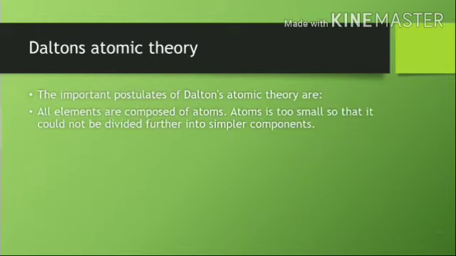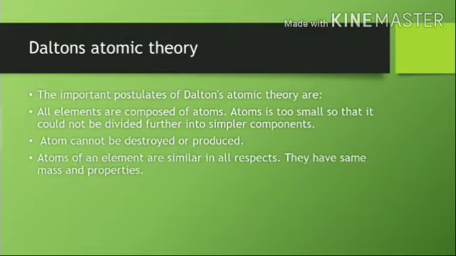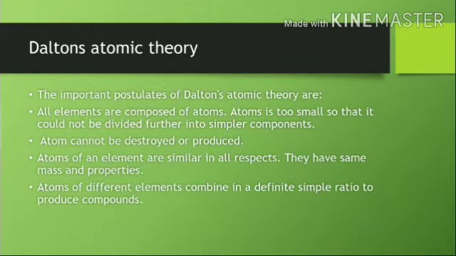Number 1. All elements are composed of atoms. Atom is too small so that it cannot be divided further into simpler components. Number 2. Atom cannot be destroyed or produced. Number 3. Atoms of an element are similar in all respects. They have same mass and properties. And the last one is, atoms of different elements combine in a definite simple ratio to produce compounds.